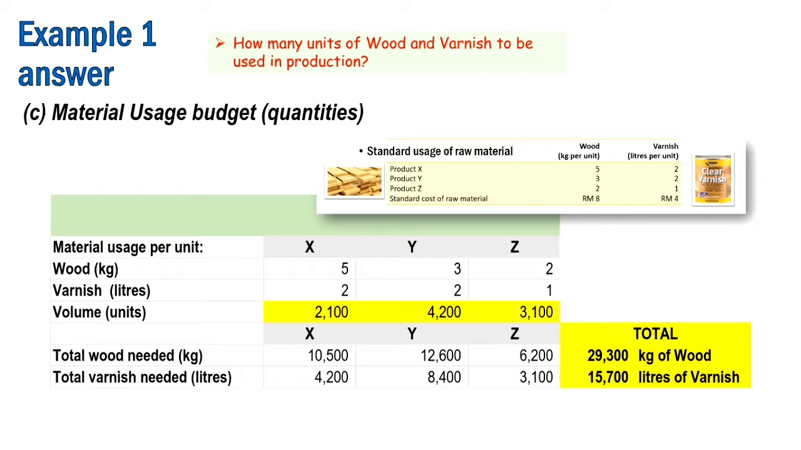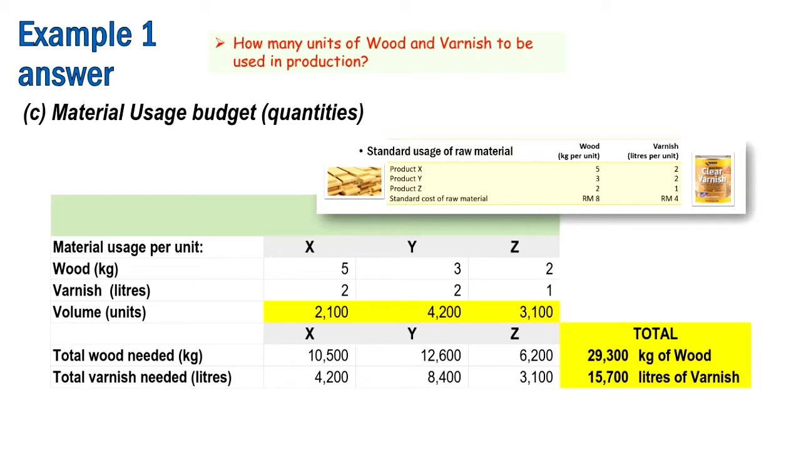Next, third question. How much is our material usage budget in terms of quantity? When the question asks about material usage, it refers to raw materials. So you have to ask yourself how many units of wood and varnish are to be used in production. How many units and how many liters?